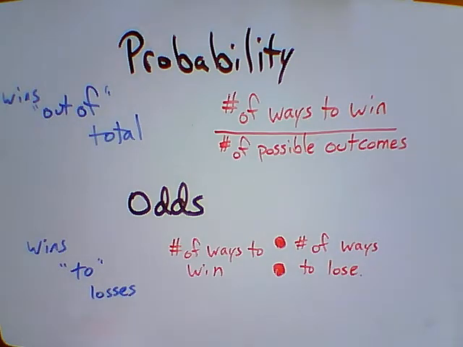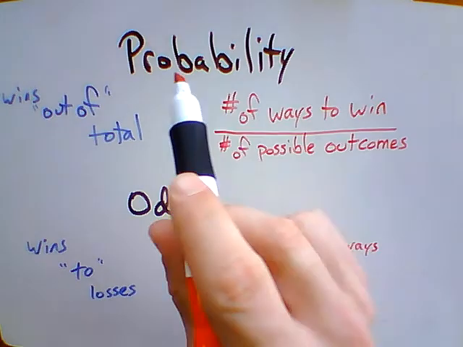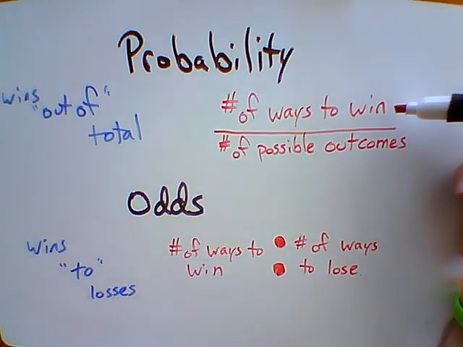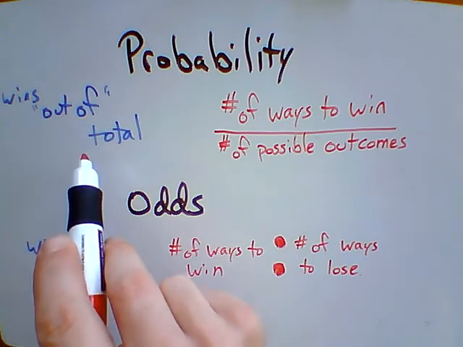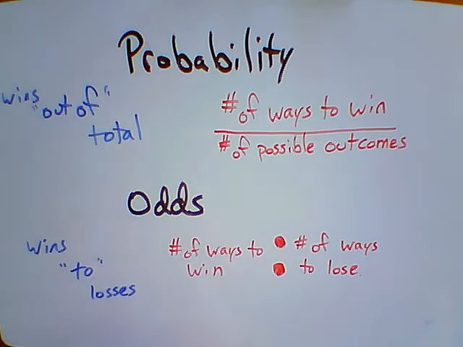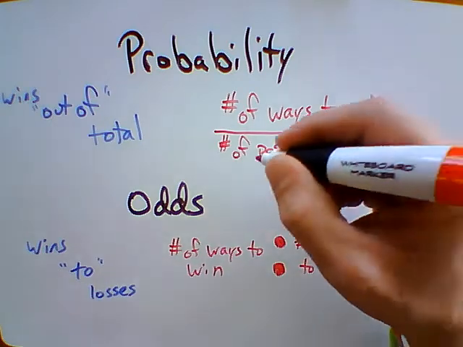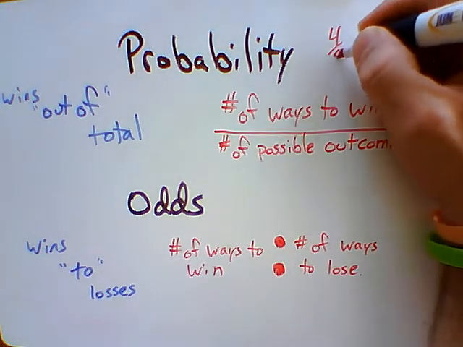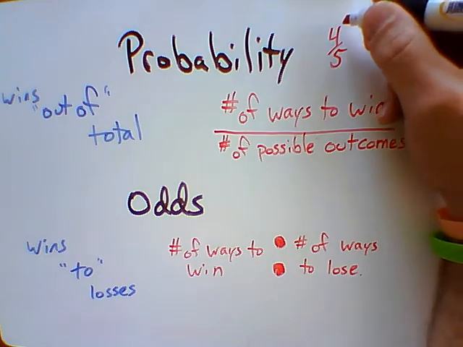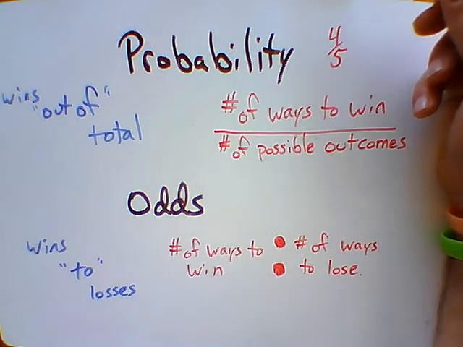Today we're going to start talking about odds and how that works with probability. Probability is the number of ways to win divided by the total number of possible outcomes. It's usually read as X number of wins out of some number of total possibilities. So if the probability of winning is 4 out of 5, that's read as 4 out of 5. That's the chances of winning.